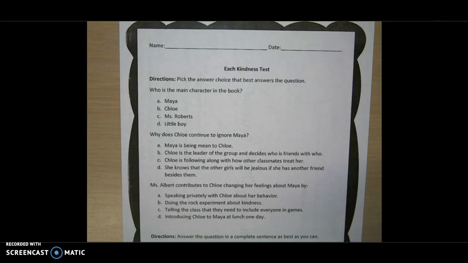A. Maya is being mean to Chloe. B. Chloe is the leader of the group and decides who is friends with who. C. Chloe is following along with how other classmates treat her. Or D. She knows that the other girls will be jealous if she has another friend besides them.